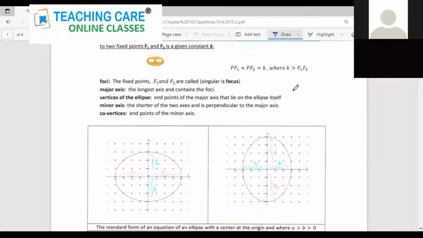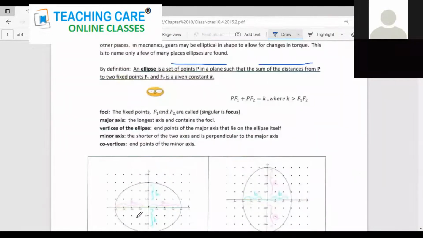Okay, just take this picture. Now, the fixed points F1 and F2 are called the foci. Any two fixed points you can take from here. And the major axis is the longest axis, and it contains the foci. The major axis will be this portion, whichever is the longest one.